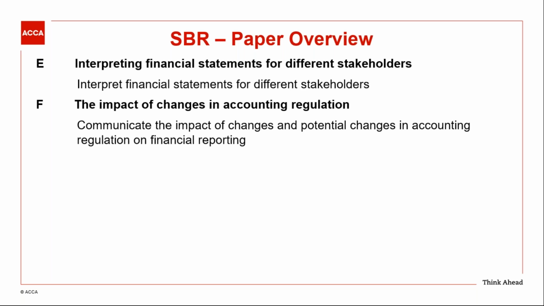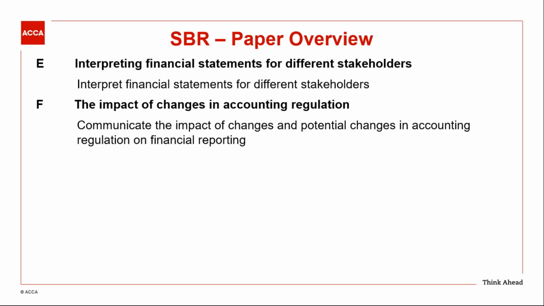Section F is the impact of changes in accounting regulations. That's more specific to current issues. What are the new developments in the accountancy profession, or in the International Accounting Standards Board? What changes were made, what changes are required to the existing standards, and if a new situation or scenario comes up for which there is no existing standard at all, the International Accounting Standards Board needs to develop a new standard. So this specific area is about how we look into the future of the accountancy profession.